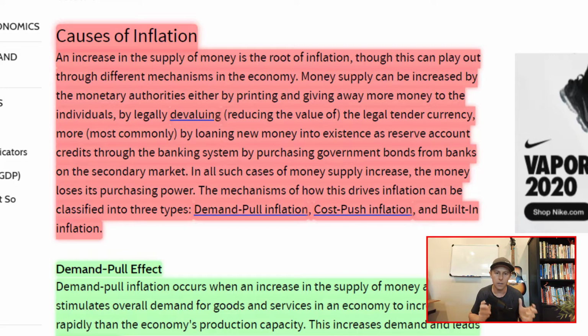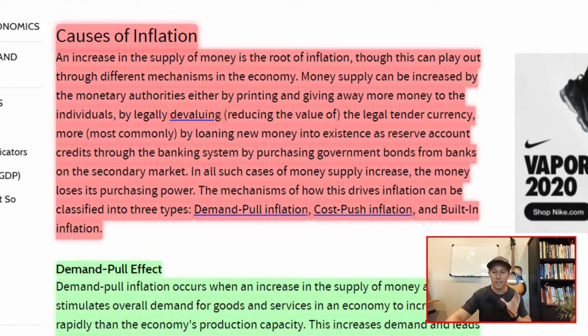So what causes inflation? In general, an increase in the supply of money is the root of inflation, so expansion of the money supply. Though this can play out through different mechanisms in the economy, money supply can be increased by monetary authorities, either by printing and giving away more money to the individuals, stimulus, by legally devaluing, reducing the value of the legal tender currency, or, most commonly, by loaning new money into existence as reserve account credits through the banking system by purchasing government bonds from banks on the secondary market.